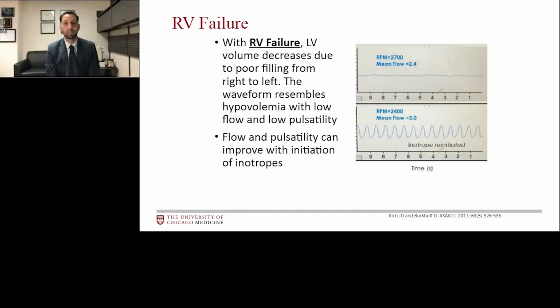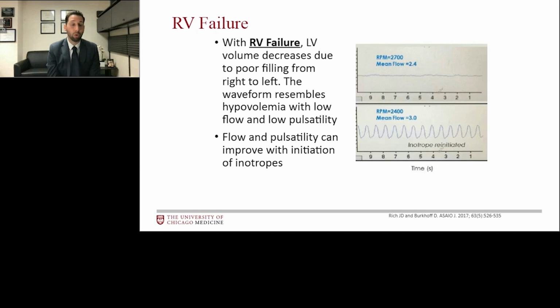Okay, the next clinical scenario that we're going to talk about is RV failure. RV failure, at least when it comes to the left ventricle and the LVAD, is pretty much the same as a hypovolemic state. The mechanism is obviously different. Here, the LV is underfilled because the RV is having difficulty delivering blood to the left ventricle, but the result is still going to be the same.